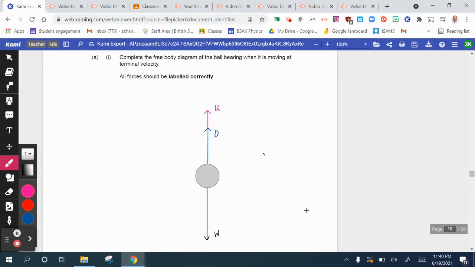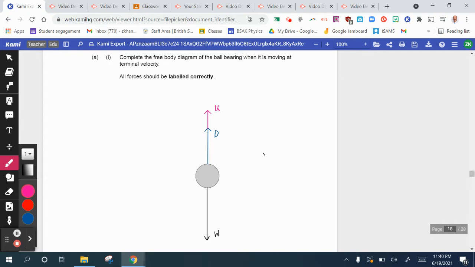The object is moving, so it has some drag on the object, but it also has some upthrust on the object as well. Note that the size of both of these arrows together is very similar to the size of this single arrow. So this is equal to this in length. U plus D in length is equal to W.